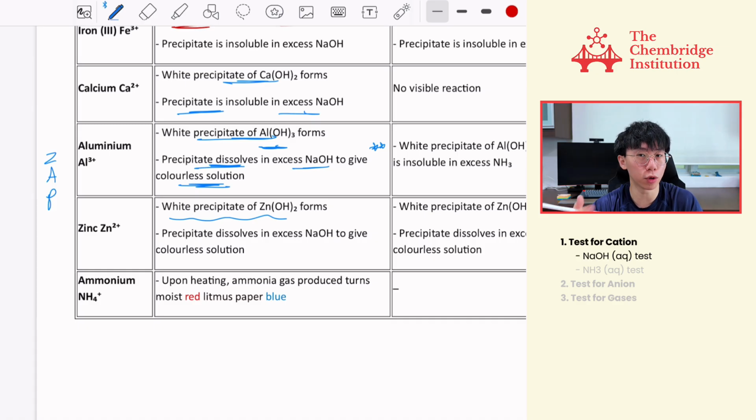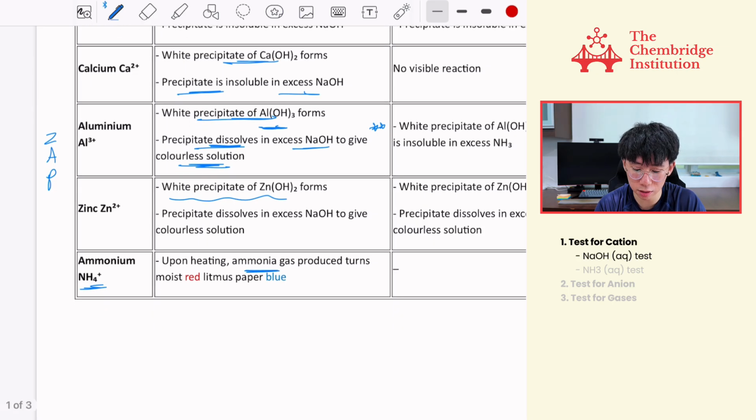Alright, lastly, your ammonium ion. Remember, your ammonium ion can react with OH minus ions. Upon heating, ammonia gas will be produced, and you must give the exact observation of ammonia gas. It's the effervescence of colorless pungent gas that will turn your moist red litmus paper blue. I cannot stress this enough on how exact your observation writing must be, so please go and memorize this.